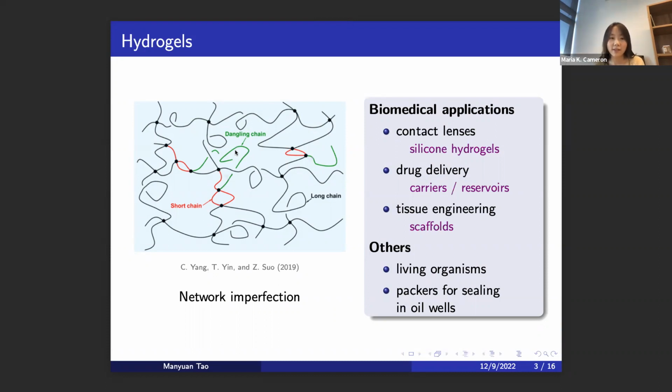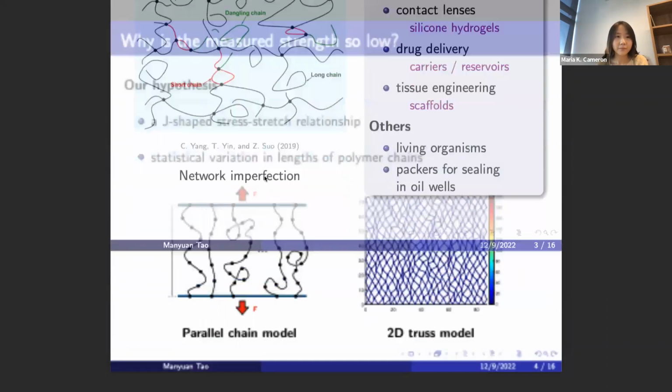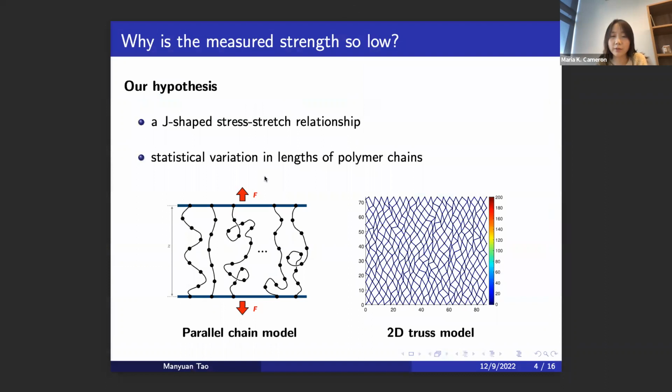The hydrogel is a polymer network swollen with water. A real polymer network is never perfect. Shorter chains, longer chains, and dangling chains are coexistent in the network. This fundamental difference in the structure between silica glass and the polymer networks initially drew our attention. Why is the measured strength of a polymer network so low compared to the strength of covalent bonds?